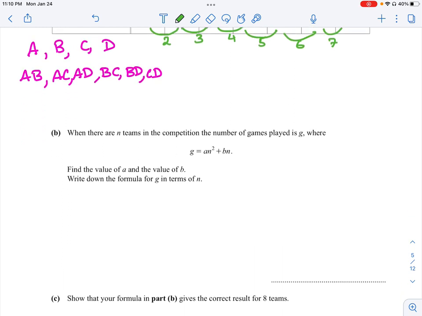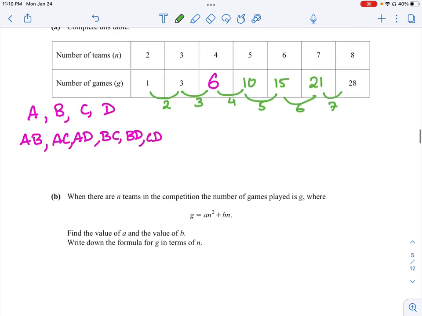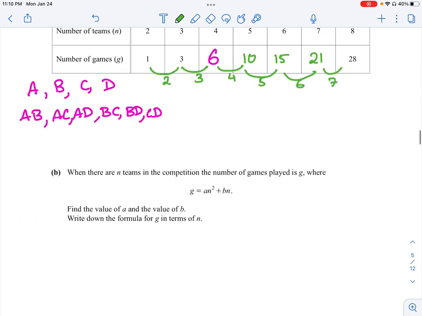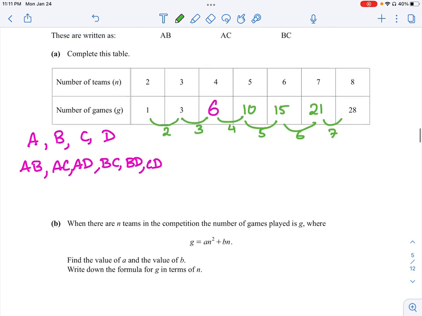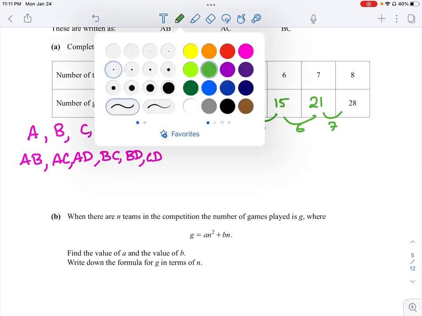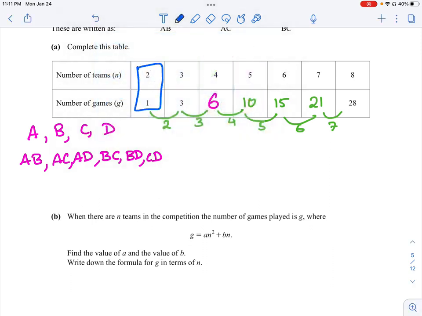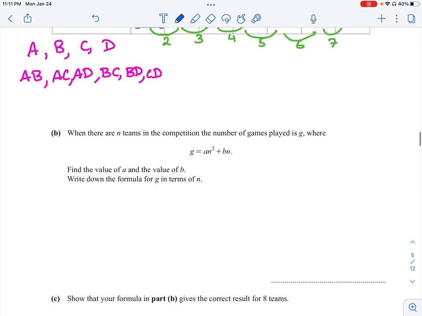When there are n teams in the competition, the number of games played is G, where G is equal to An square plus Bn. Find the value of A and the value of B. Write down your formula. So n is the number of teams and G is the games played. So I'm going to take this one, 1 and 2. G as 1, n is 2. So 1 is equal to A times 2 square plus B times 2. So this gives me 4A plus 2B is equal to 1.